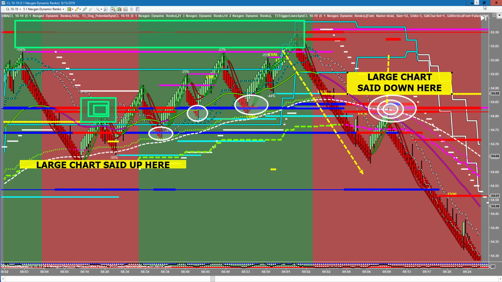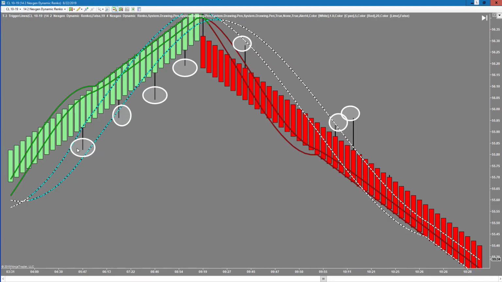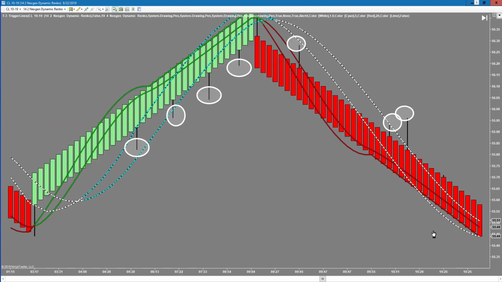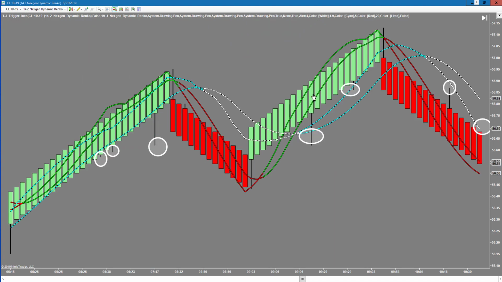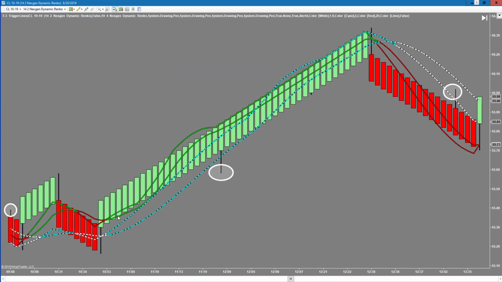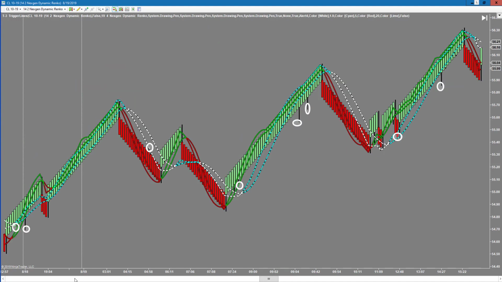Larry, we've already been through this twice now. We have circled the spots where the large chart says up or down. If you want me to go back to that one specifically, this is why it's important to write on all of your charts.